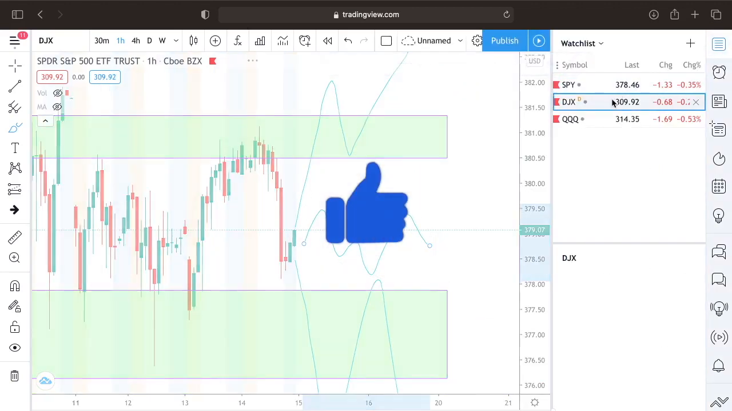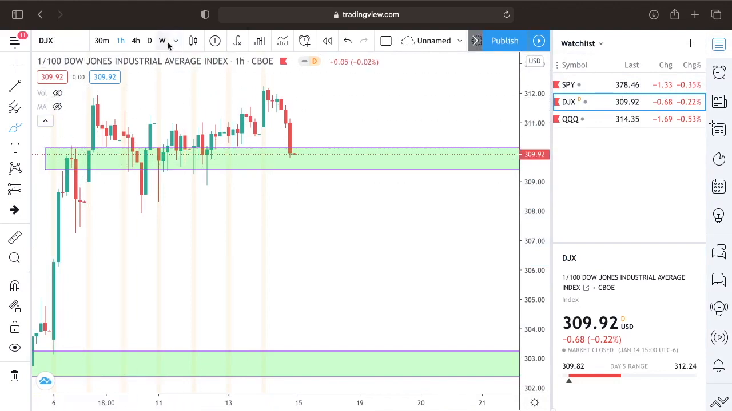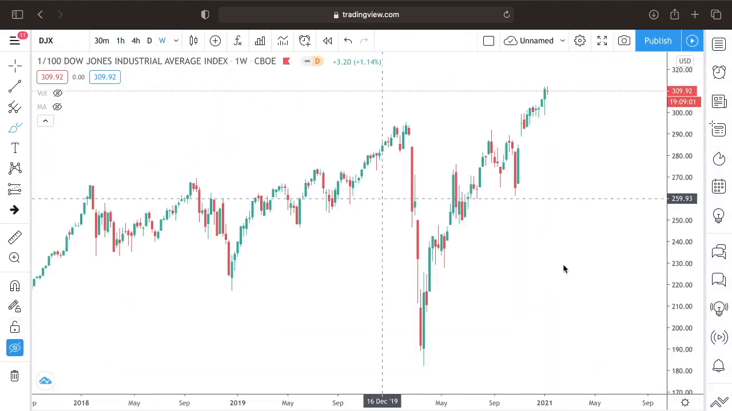Now let's take a look at the Dow Jones. We'll go on to the weekly time frame and then we'll clear the technicals. If you're more observant, you will have noticed that the price chart for the Dow Jones is very similar to the price chart for the S&P 500.